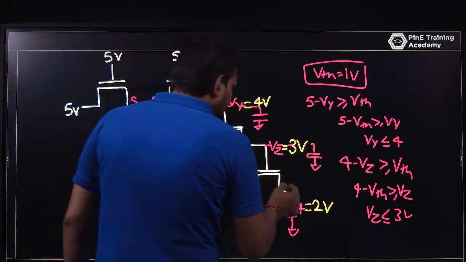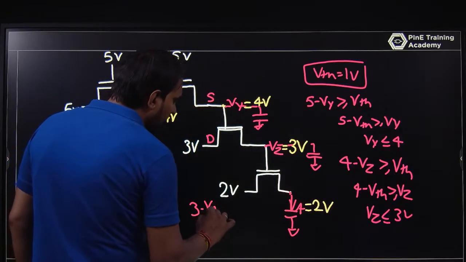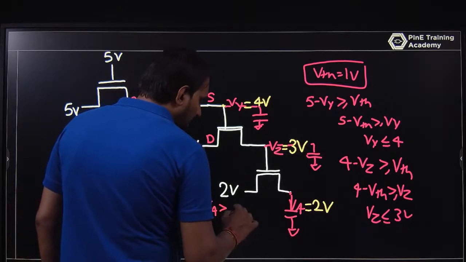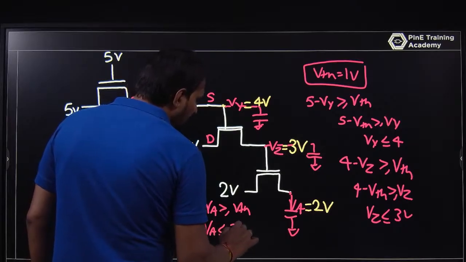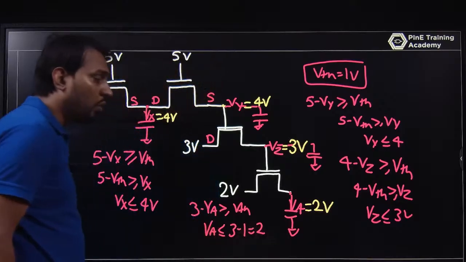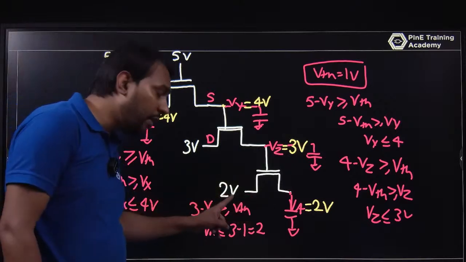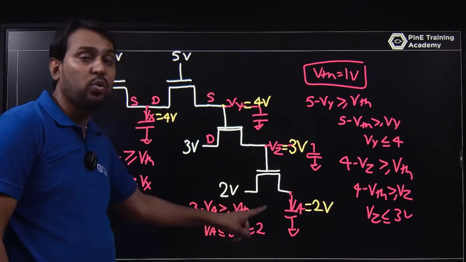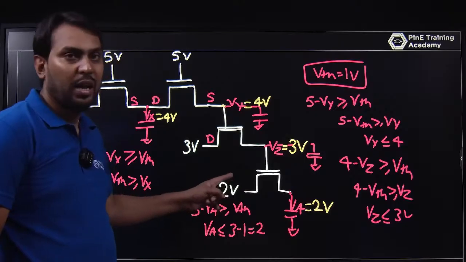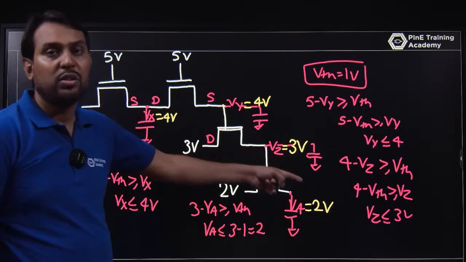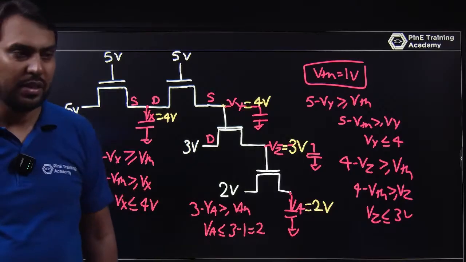Similarly, if you talk about Vz and Va, 3 minus Va is greater than or equal to Vth. So Va is less than or equal to 3 minus 1, that is 2 volt. So the maximum voltage of Va is 2 volt, but it depends on the drain potential. If it is less than 2 volt, that will be your source voltage. But if it is equal to or more than that, the maximum voltage of Va is 2 volt. So this is the way you can analyze this NMOS transistor based question.